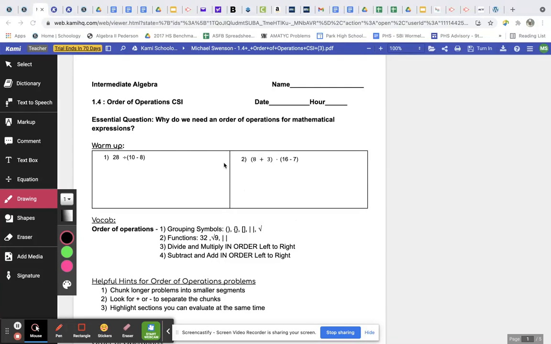Okay, welcome here to 1.4 lesson. What we're going to do here is look at the warm-up. This is the order of operations, day 2 lesson. These problems are going to be a little bit more involved, so let's take a look in the warm-up here. So take a moment to go through these, maybe push pause.